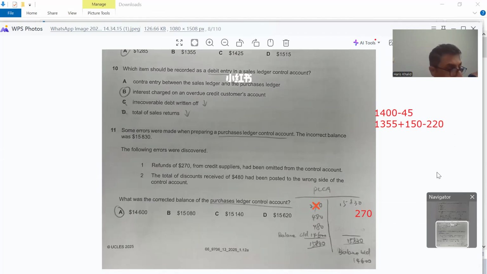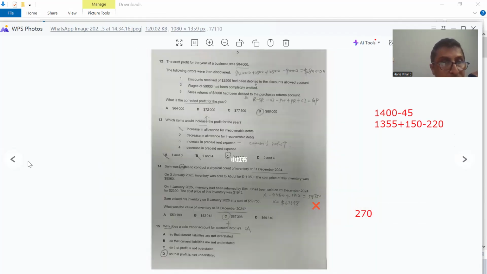So let me calculate it. 15830 plus 270. Total of the credit side minus 480 minus 480. 15140 is the answer. So C is going to be the answer for this question. Okay. Let's move forward. MCQs number 12.